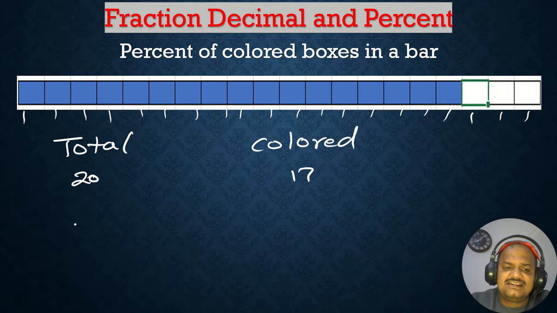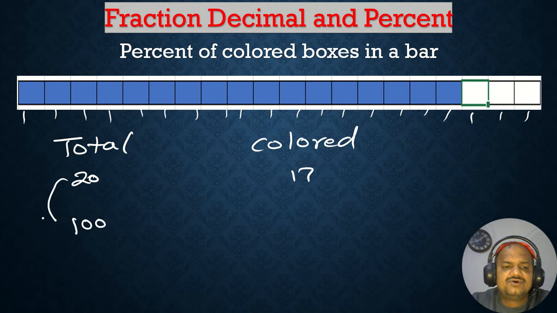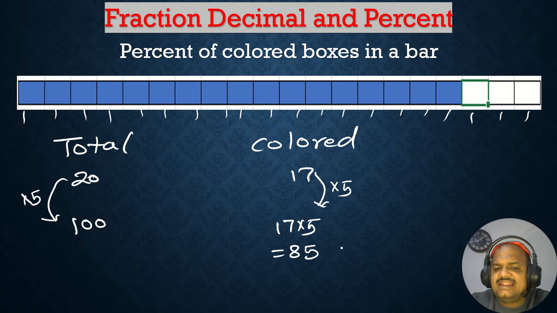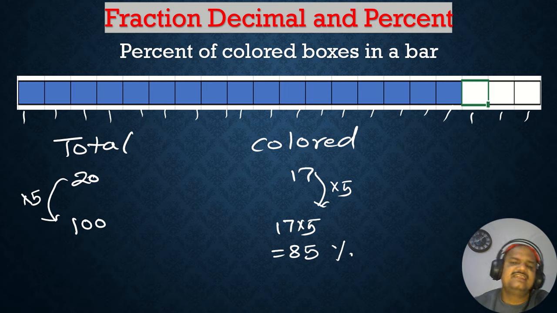So, for percent, how much do you need? You need a total of 100. So, 20 times 5 is 100. So, here also you will have 17 times 5, and 17 times 5 is what? 85. So, this is 85%.